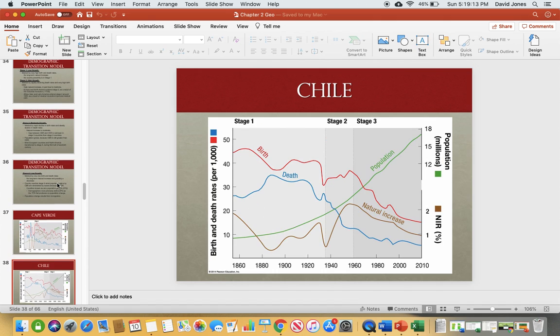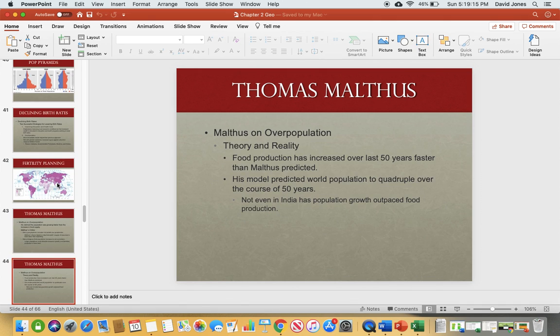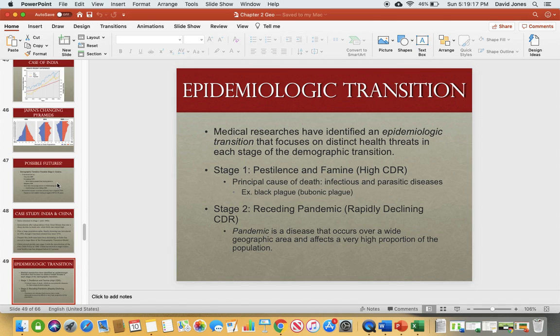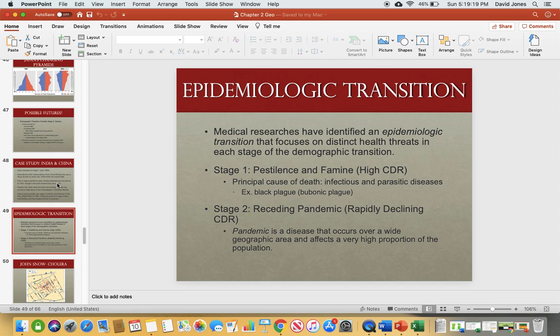Epidemiological transition. So this is kind of the same model, but sort of different in that it's adding on diseases to this. Okay. Now, in stage 1 countries, what are people dying from? Well, we don't have stage 1 countries anymore, so they're pretty much dying from things that we've cured. So we don't have the plague anymore. As bad as coronavirus is, it's not the plague. It's not going to kill a third of the world's population.